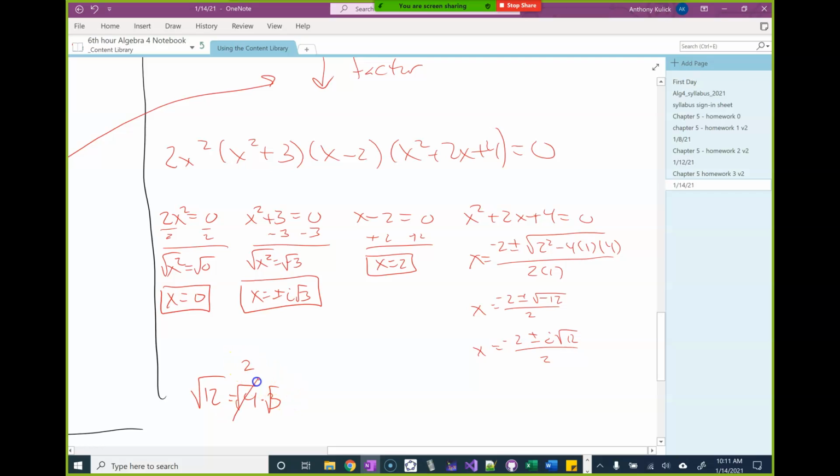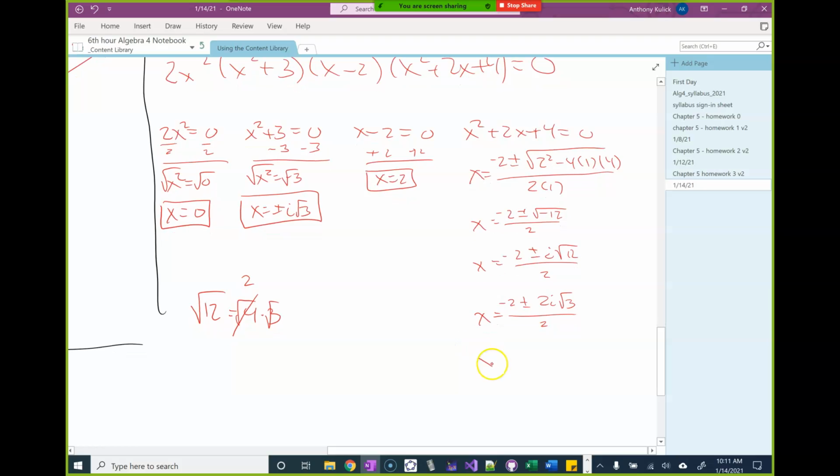And then I can reduce this by writing this as 2 separate fractions. So negative 2 over 2 plus or minus 2i root 3 all over 2. So negative 2 divided by 2 is negative 1. 2i root 3 over 2, the 2's are going to cancel to leave me with just i root 3. And there's our best answer to that piece.